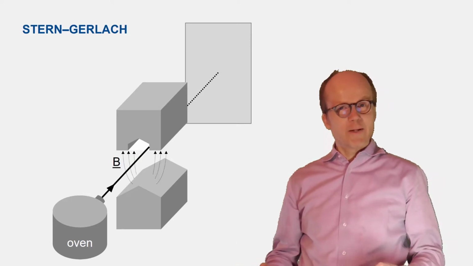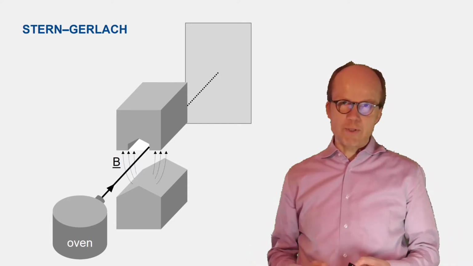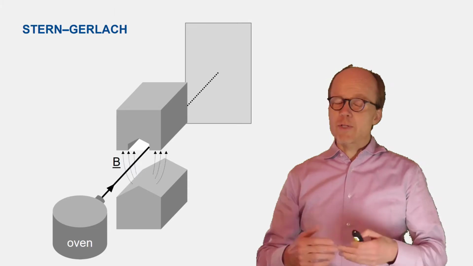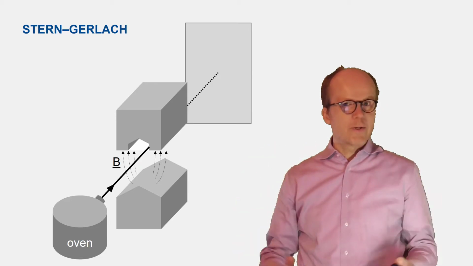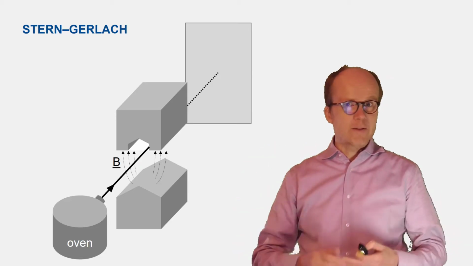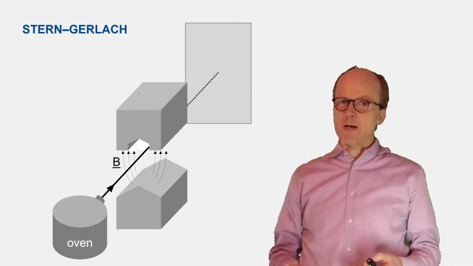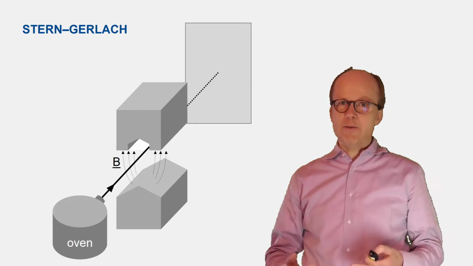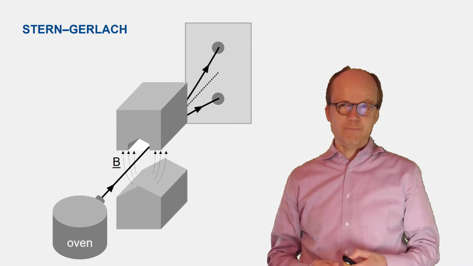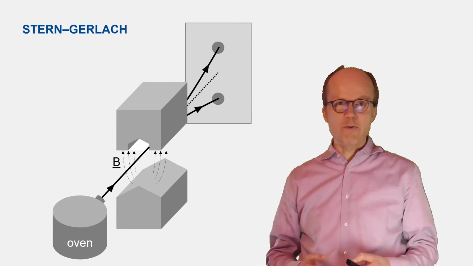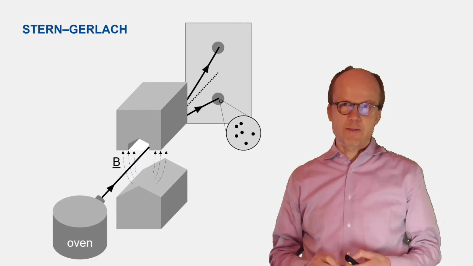Classically, you would expect that the magnetic moment of a silver atom can have a continuum of possible directions. And therefore, you would expect on the screen a continuum, a continuous area where the deflected silver atoms hit the screen. Instead, Stern and Gerlach found that the silver atoms hit the screen at only one of two possible spots. When you investigate more closely, you can actually resolve the hits by the individual silver atoms.